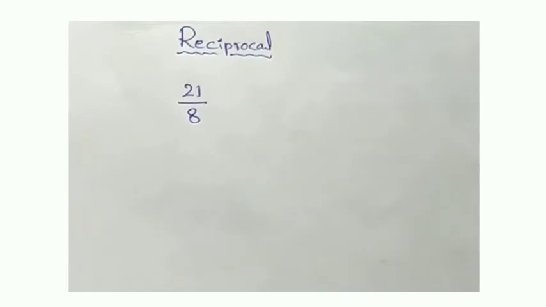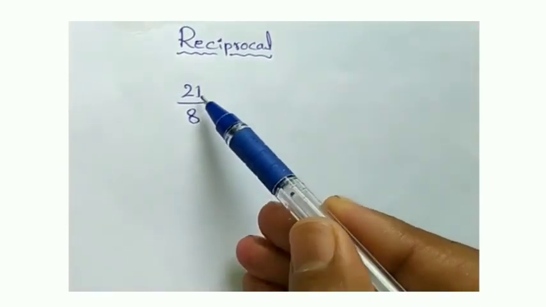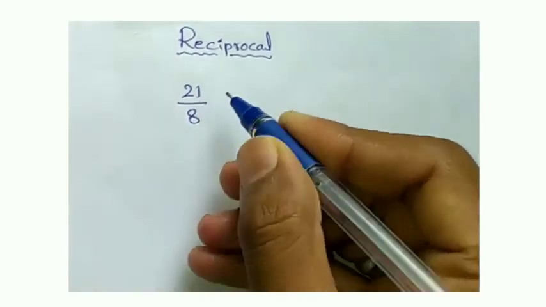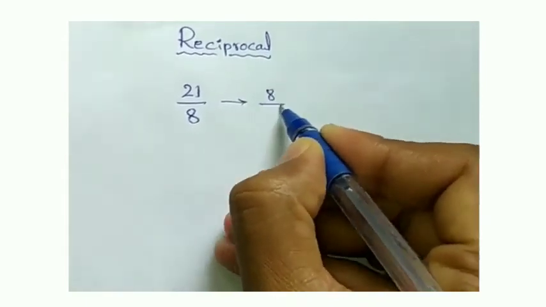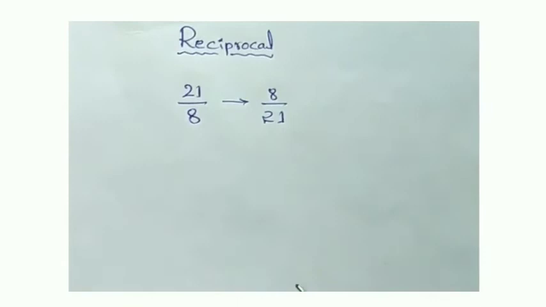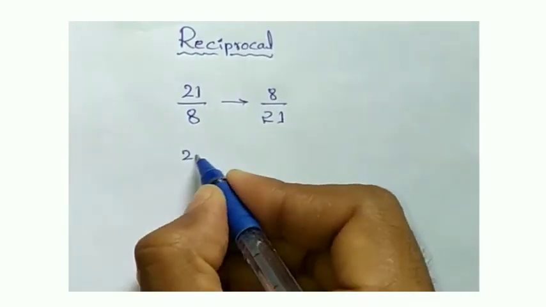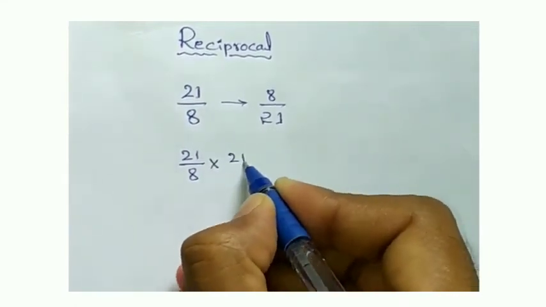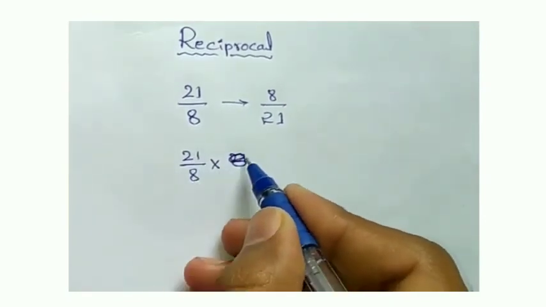Now the next concept, reciprocal. Reciprocal is nothing but interchanging the denominator and numerator in a rational number. So if I write 21 by 8, its reciprocal will be 8 by 21. How do we get this identity? If you multiply the rational number and its reciprocal, here you will get 21 by 8 into 8 by 21.